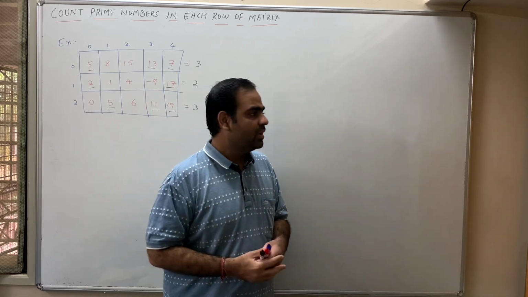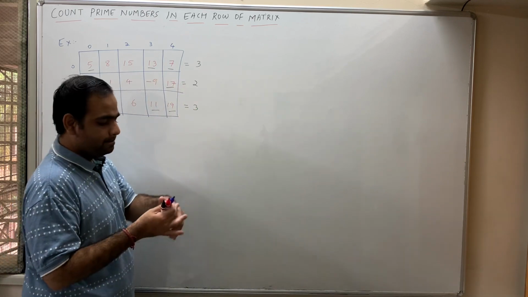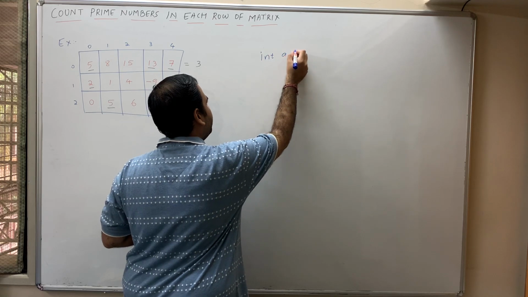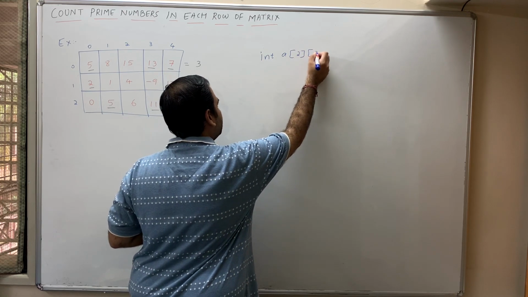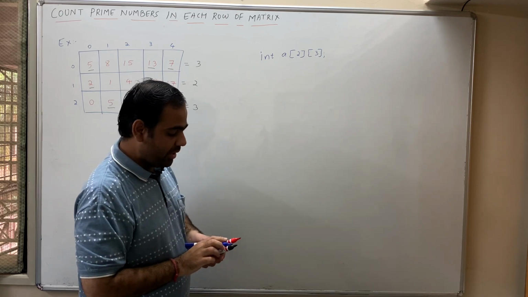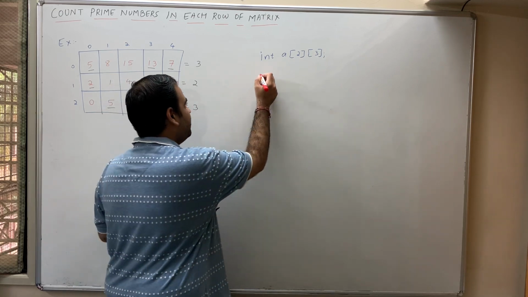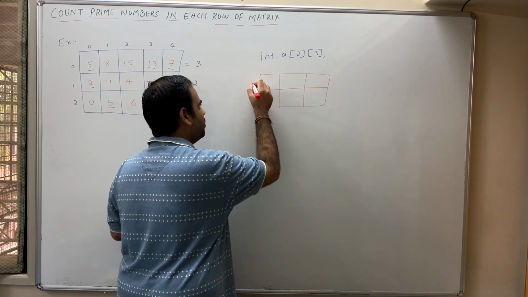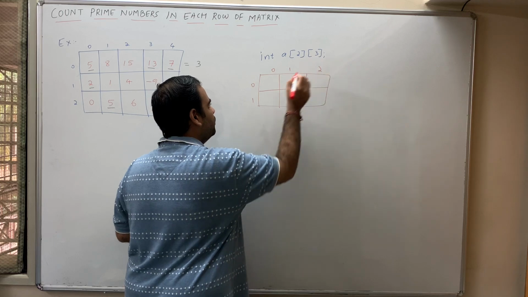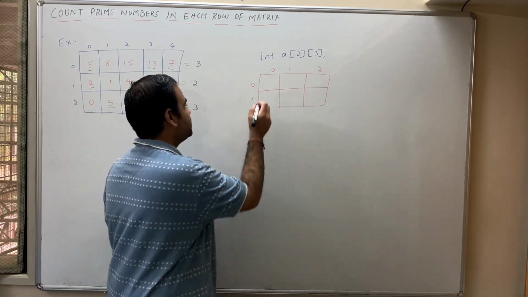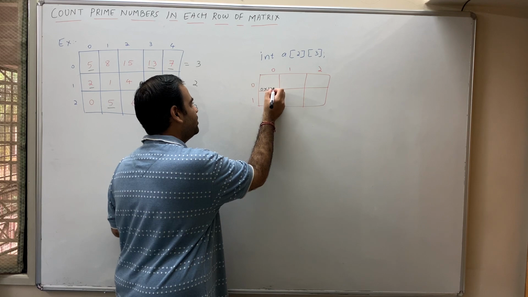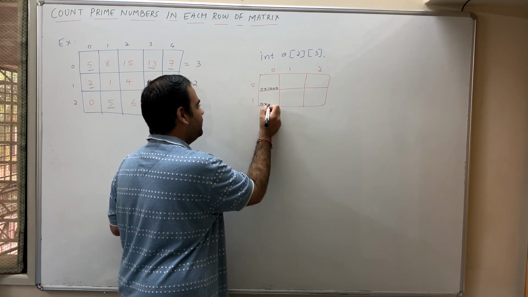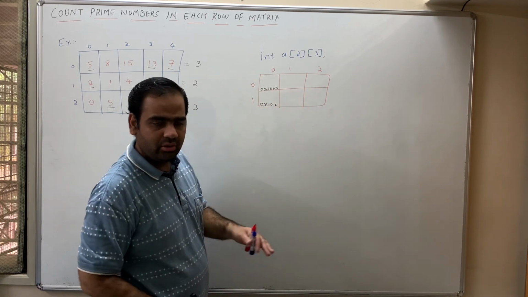Now we know that for a two-dimensional array, say for example we have declared int a of 2 3. What will happen? The memory will be allocated. This is 2 rows and 3 columns, 0, 1 and 2. And if we assume the starting address or the base address to be 1000, this will be 1004, 1008, and this will be 1012, 1016 and 1020, and so on.